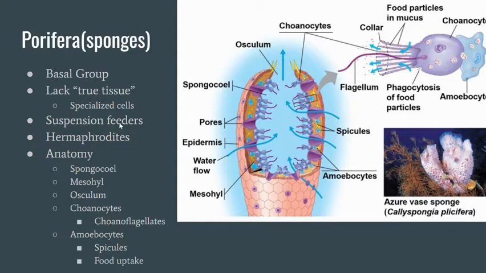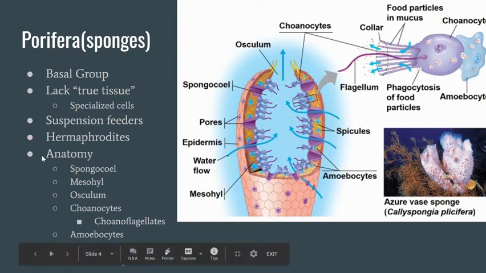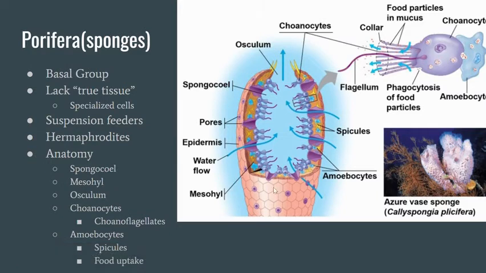They are suspension feeders, meaning that water is moving throughout their bodies, and food is being filtered out of it. They're hermaphrodites, meaning that they can play the roles of both male and female for reproduction. As for their anatomy, the inside is called the spongocoel. The mesohyl is the outer layering that separates the inside from the outside.